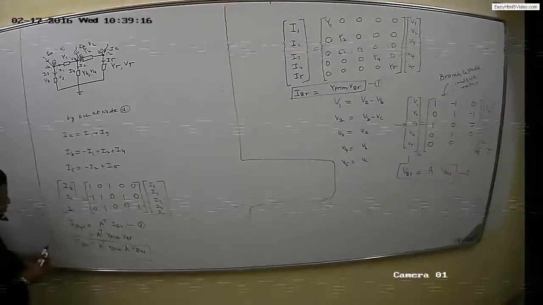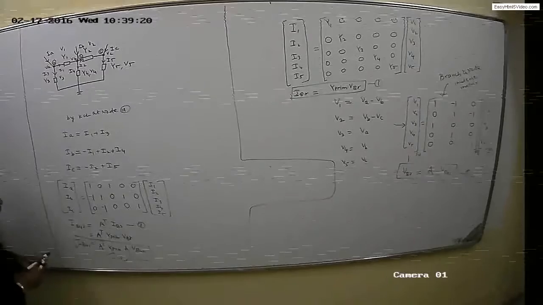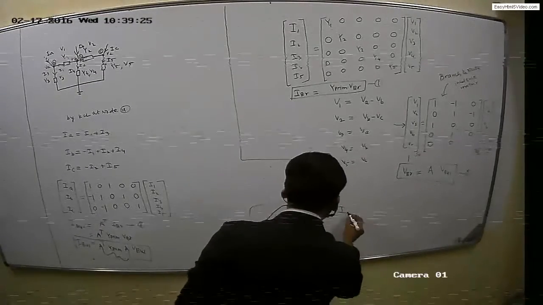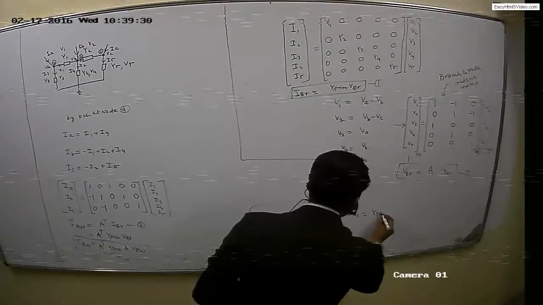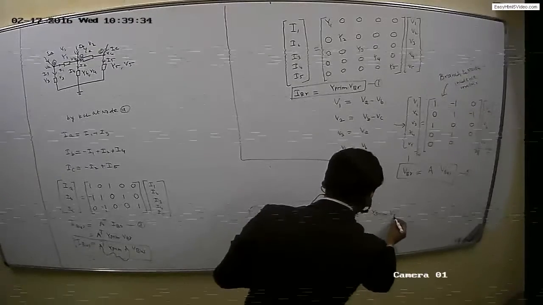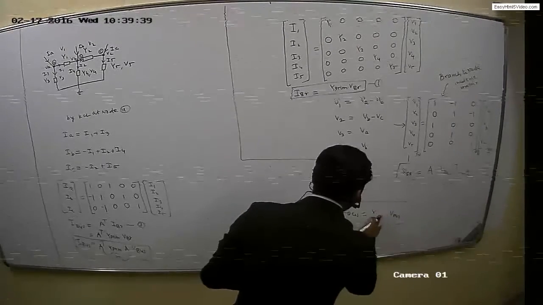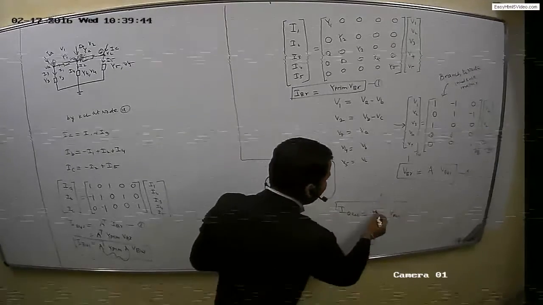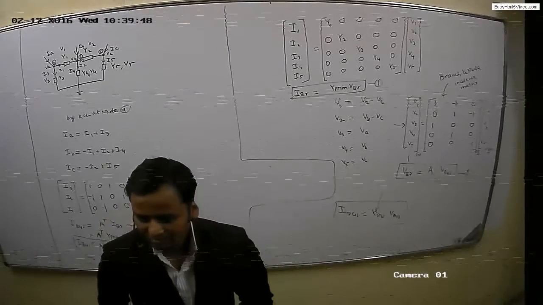And now if you observe, this term is basically going to give you the value of I bus is equal to Y bus into V of bus. So this is how we can calculate the bus admittance matrix for any given power system network. Thank you very much.